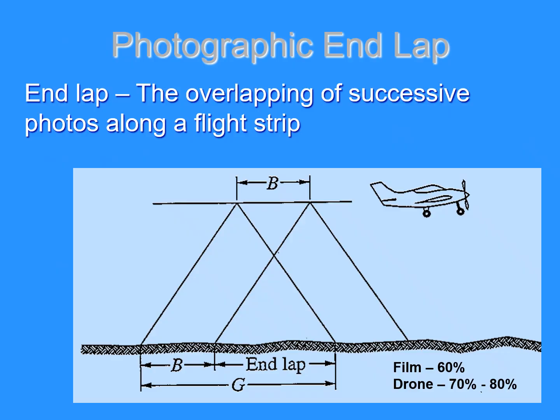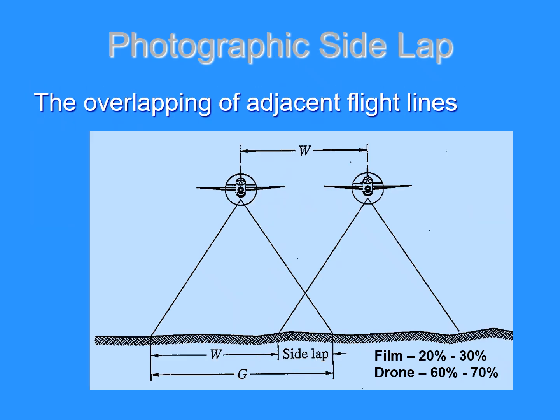The photographic end lap. End lap is the overlapping of successive photos along a flight strip. With film, it's 60%. With drone imagery, it's 70 to 80%. The photographic side lap, the overlapping of adjacent flight lines. For film, it's 20 to 30%. For drone imagery, it's 60 to 70%.